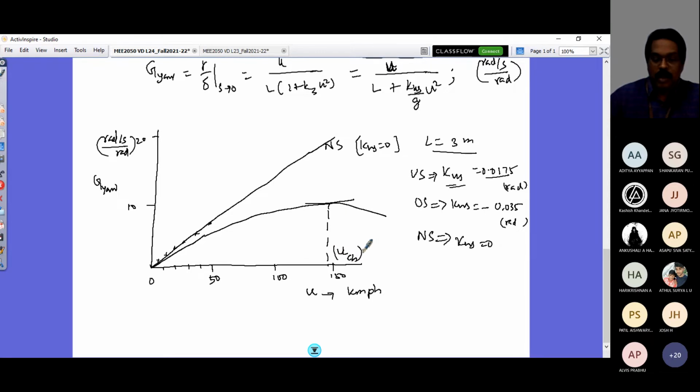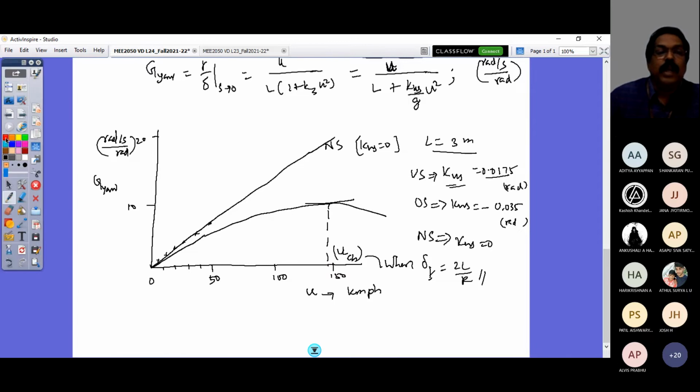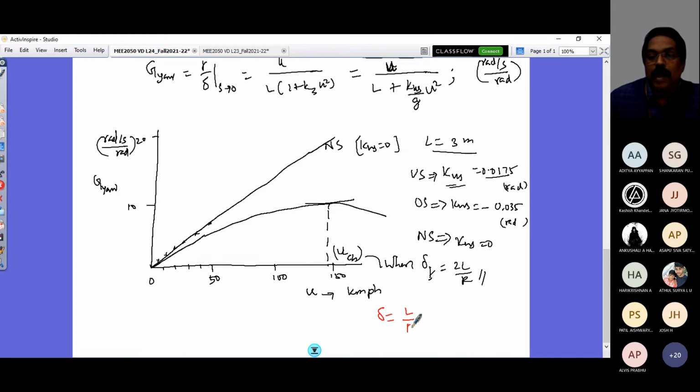You remember, U characteristic speed is one. This would happen when the delta f required is equal to 2L by R. That's what we have seen in steady state motion. So when it is 2L by R, whatever the speed corresponding is this. And how did we get it? You have to recollect the fundamental equation of steady state motion, given by delta is equal to L by R plus KUS into U squared by R into G.